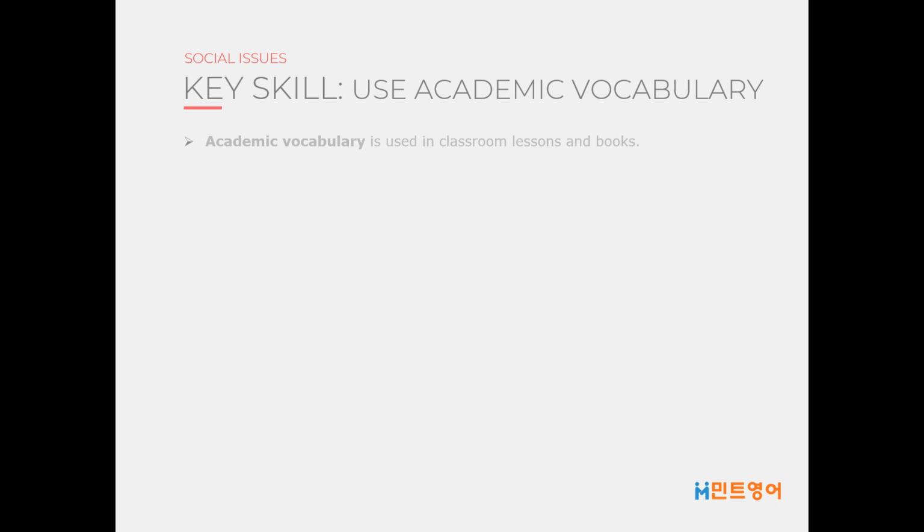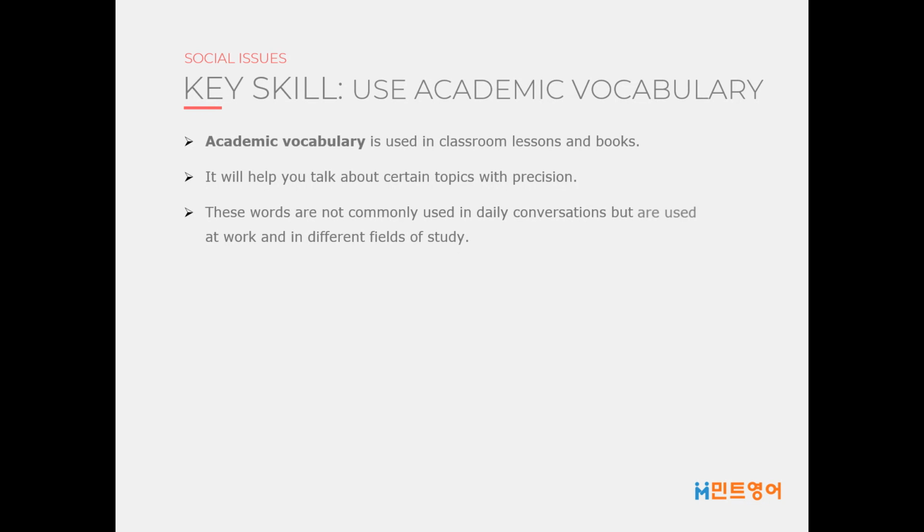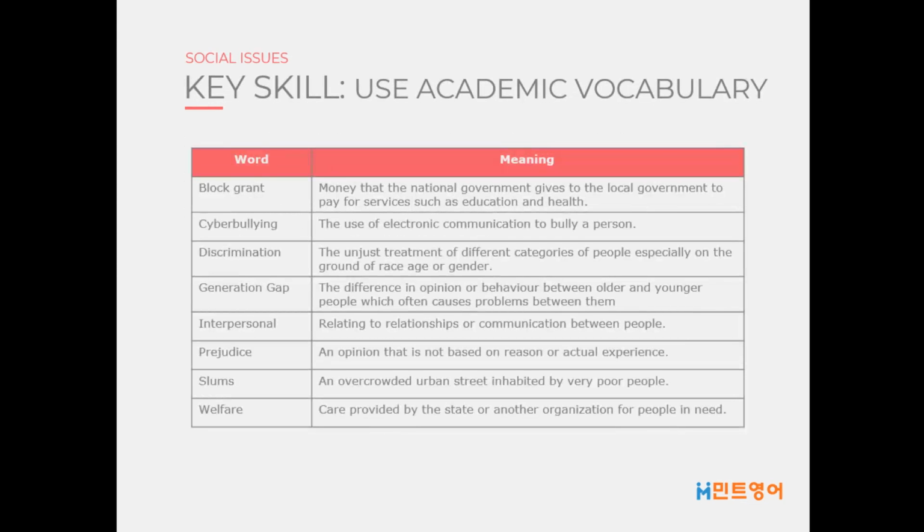Academic vocabulary is traditionally used in academic text. These words are used in classroom lessons and books. Academic vocabulary will help you talk about certain topics with precision. These words are not commonly used in daily conversations, but are used at work and in different fields of study. In other words, academic vocabulary includes high-level words used in Part 3. Here are some examples of academic words about social issues.